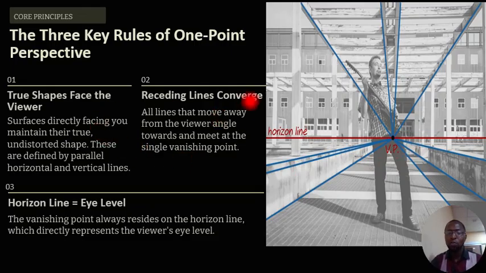Number one, the true shape that is facing the viewer must be drawn undistorted. If it is a rectangle, you draw a rectangle. If it is a square, you draw a square. You could see here, where you see a square, here is another square. These are the ones facing the viewer directly, and they are drawn the way they are. Again, the second point is that the receding lines converge to meet at the vanishing point, and that vanishing point is on the horizon line, or the eye level of the viewer. So these three rules guide one-point perspective drawing.